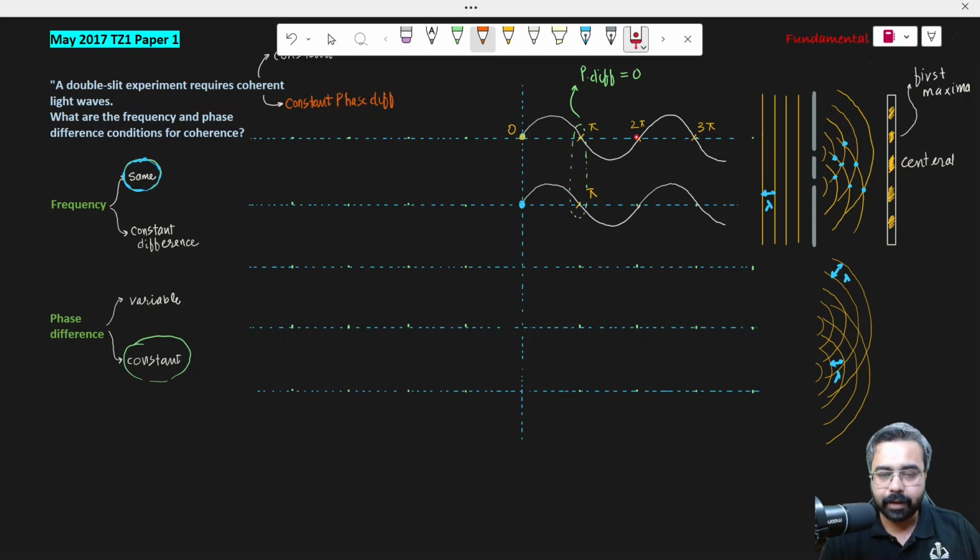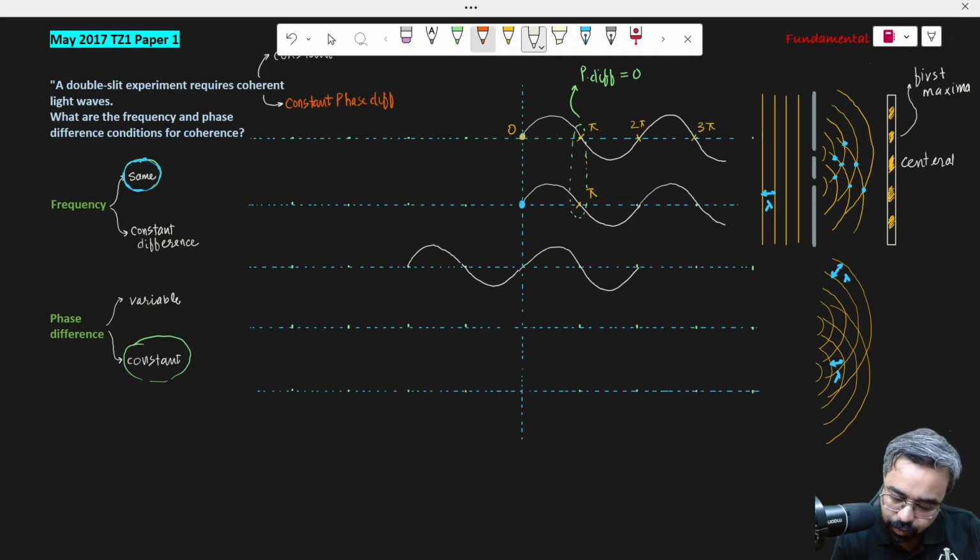But let's say there's another wave. Although the two waves have the same frequency, I am intentionally going to start this wave from here. So now I'm intentionally producing a phase difference because I want to show you that it is not necessary that the two waves which produce constructive interference will always have a phase difference of 0. It is not necessary.